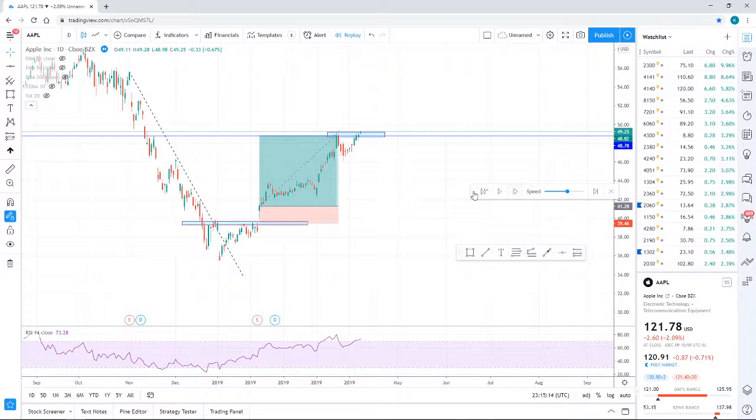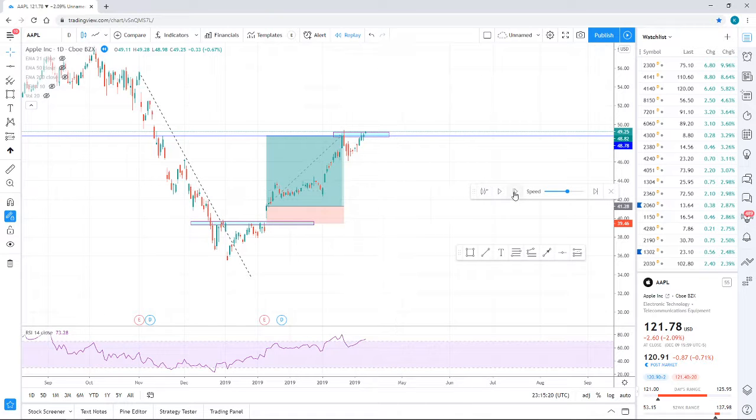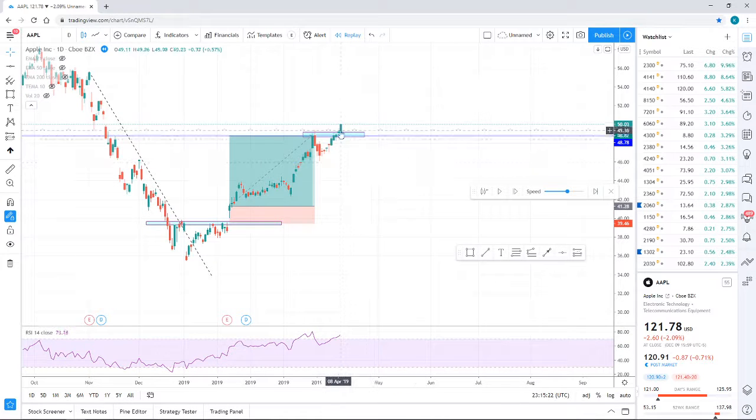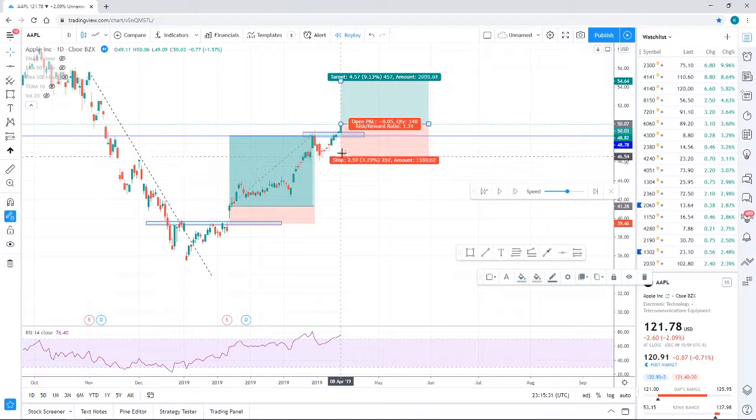So we wait. No, I will not consider this as a breakout. This is a very small candle. Let's wait one more candle here. There we go. So now this is a clear breakout of this structure. Again, I'm going to enter a trade. Similarly, using my long position tool, I'm going to place my stop loss again just below this structure level.